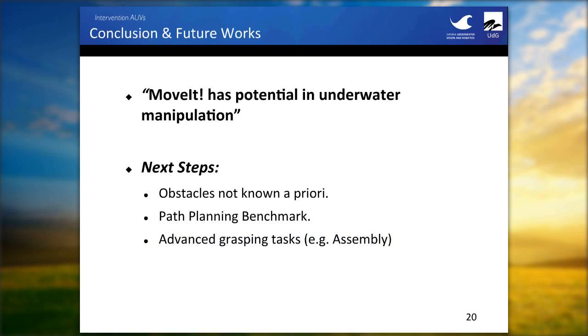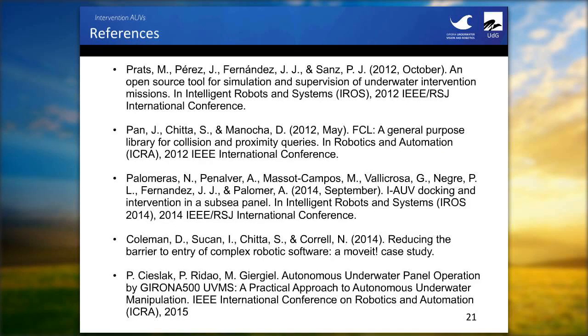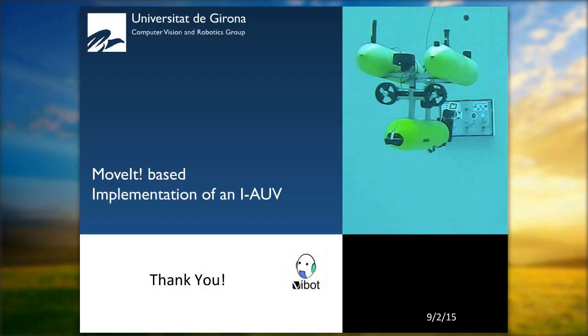So just to conclude, MoveIt has really good potential in underwater manipulation, but we have so many other things to check. For example, integrating with the perception part in order to update the environment dynamically and be able to test with real obstacles, and maybe also do path planning benchmarking. And finally, do more advanced grasping tasks, like for assembly, for example. And these are some references, and thank you so much.